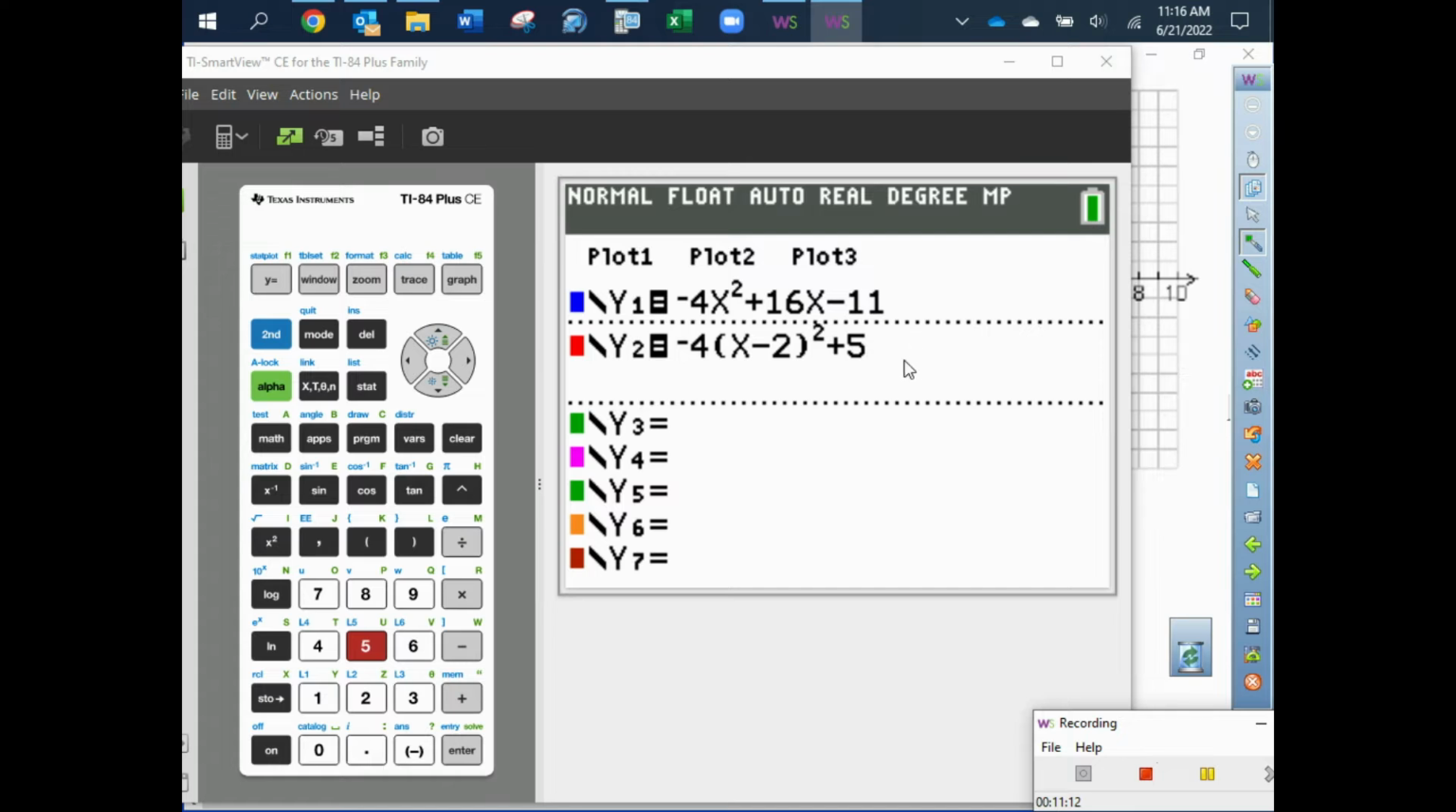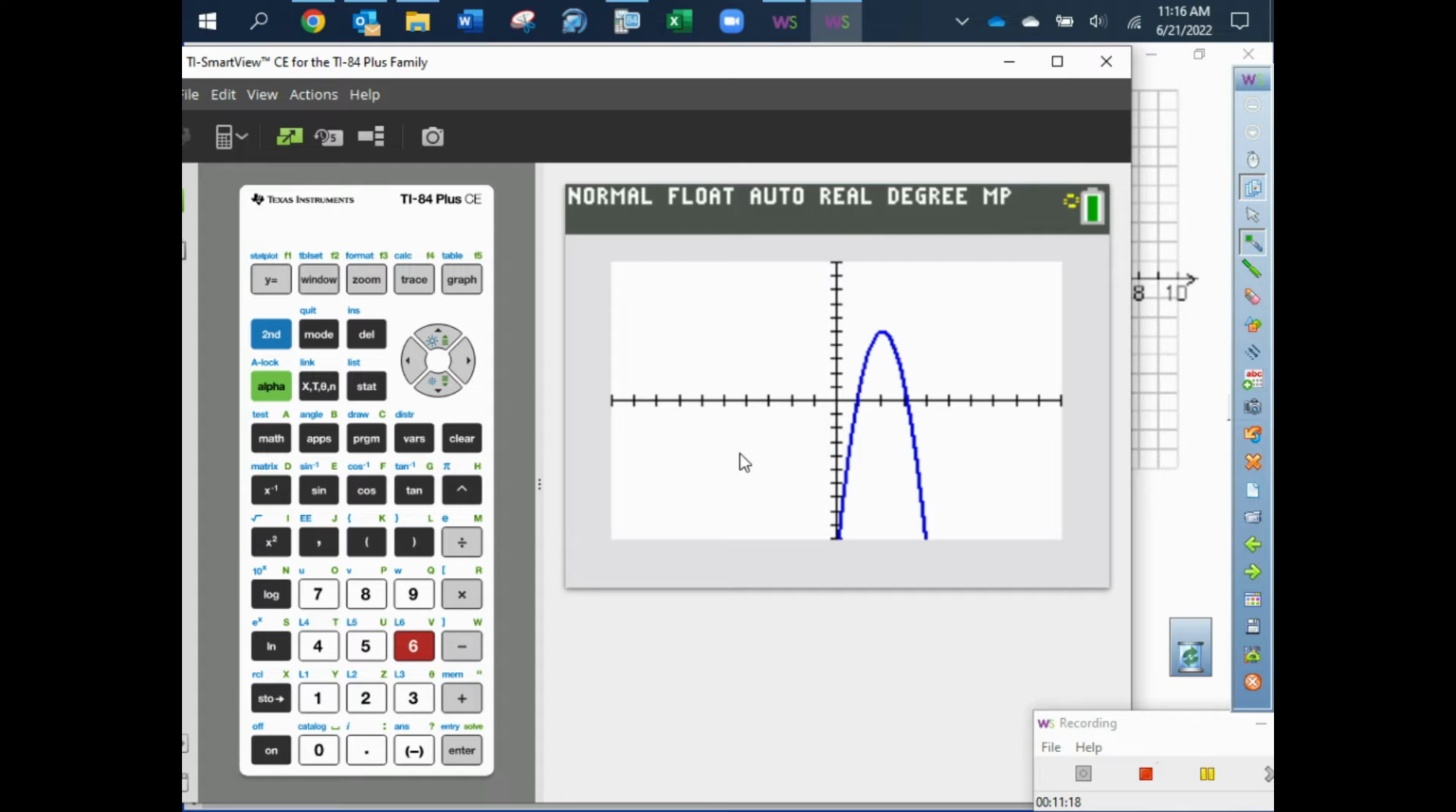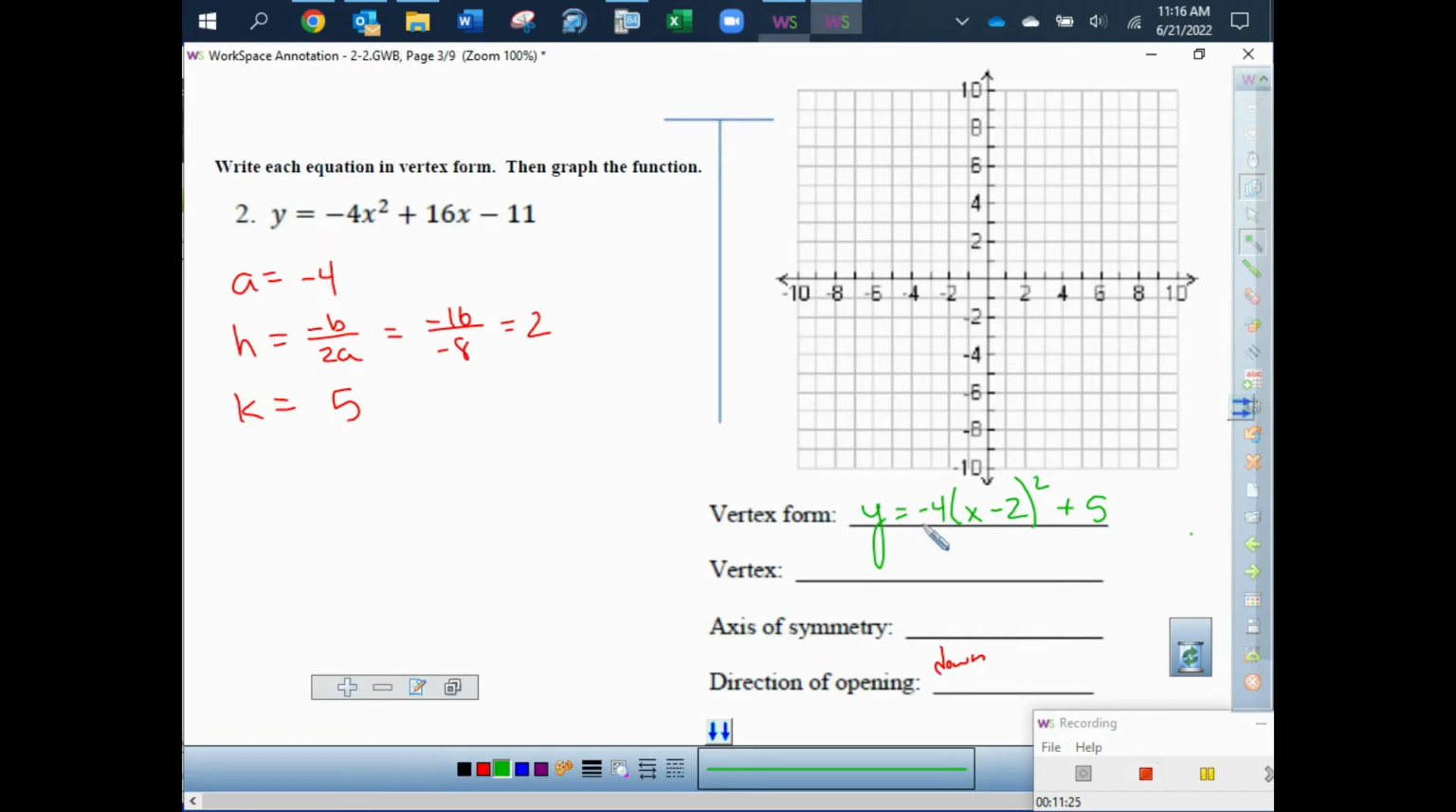As always, once you get her punched in, double check that you typed them in right. I'm going to hit zoom 6 to graph it on the standard window. And yep, they landed right on top of each other. So that is awesome that I did my algebra right. So where's the vertex? Boom, 2, 5, h comma k. Axis of symmetry, we'll get him. It's going to be the vertical line that goes through the vertex, but we're going to graph this guy first.